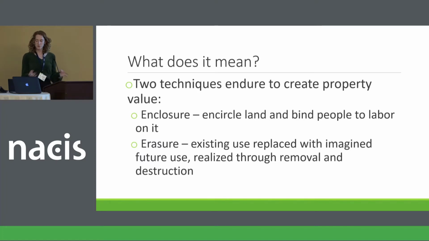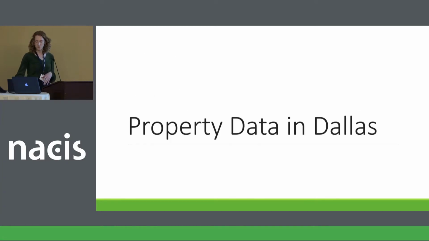Enclosure would be encircling land and binding people to labor on it. That could either be direct, through literally forcing people to work on land, or indirect, through rent systems or sharecropping systems. And then erasure is erasing an existing use and replacing it with an imagined future use. That's realized through destruction of the prior use and replacement with the new use.